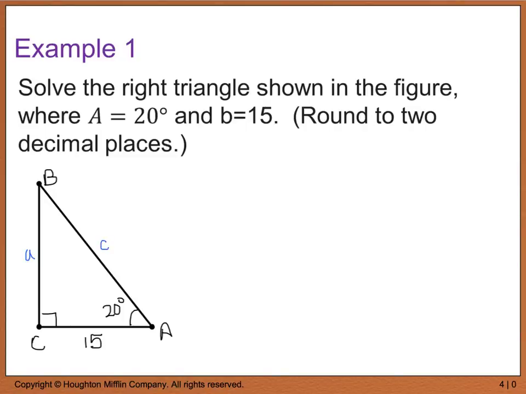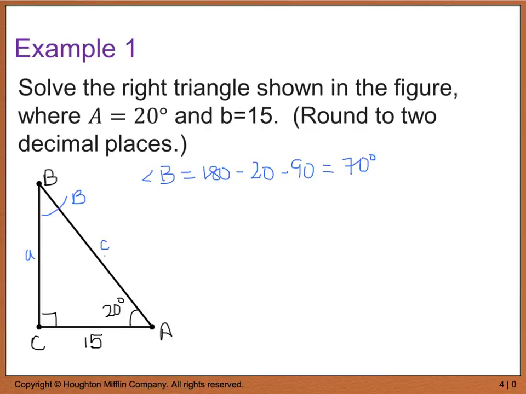So as you can see, we have angle B that we have to solve for. We have side length A and side length C. So the first thing I'm going to do is start out by solving for angle B. And I'm going to show that like this. Angle B is going to be found by taking 180 degrees and subtracting 20 from it and our 90-degree right angle. So this is going to give me 70 degrees.